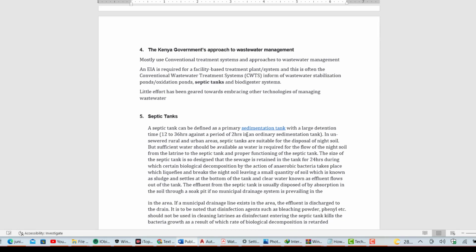When we look at the government, mostly they use conventional treatment systems and approaches to waste management. I did talk about EIA, which is required for facility-based treatment plant systems, and these are often the conventional wastewater treatment systems in the form of waste stabilization. We have oxidation ponds, we have septic tanks, and biodigester systems. Little effort has been geared towards embracing other technologies of managing wastewater.